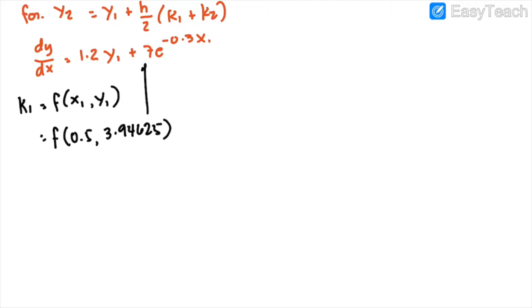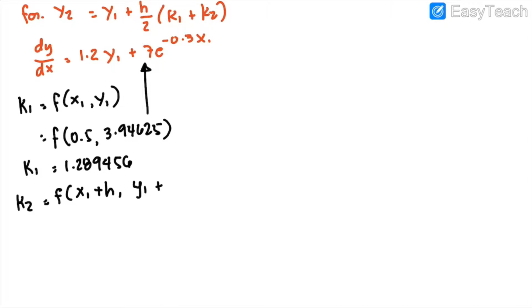Basically, substitute lang natin yan sa equation. Hindi ko na ilalagay. Kayo nang bahala mag-substitute. So, we'll have the value of K1 as equal to 1.289456. Okay. Then, for the value of K2, K2 is f of x1 plus h, y1 plus k1h. So, simplify lang natin.